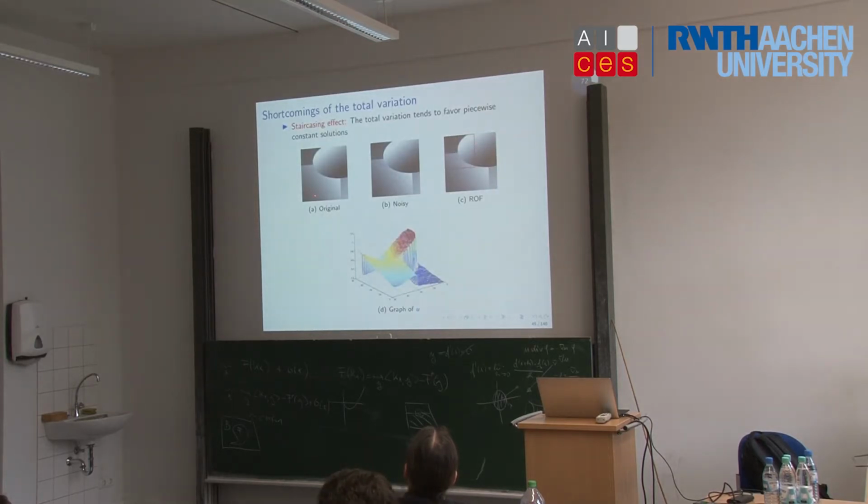This is particularly bad if your image is smooth, for example, a linear gray value ramp like this one here. So when you take a noisy version of this one and denoise it with the ROF model, you see these block artifacts. And when you draw the graph of this function, you see that it's like many, many small staircases. Therefore, this effect of the ROF model is known as the staircasing effect. And after the break, I will show you how you can get rid of the staircasing effect.